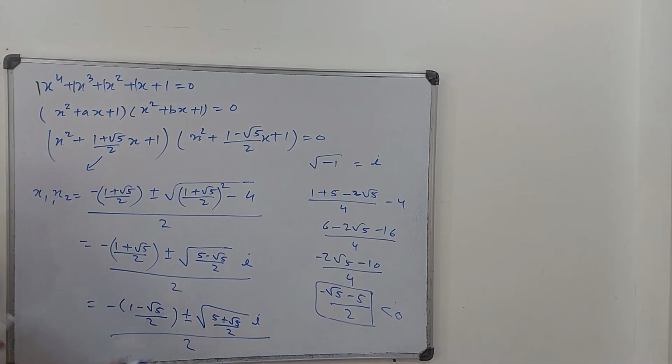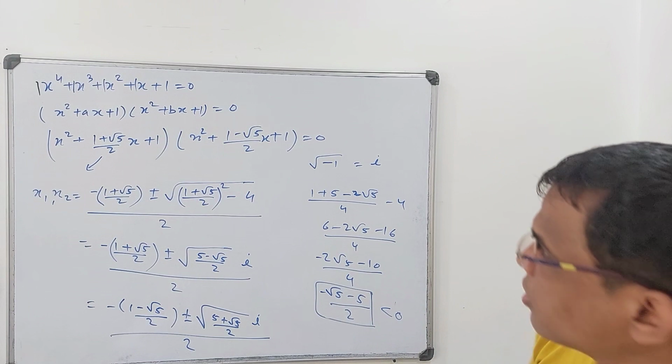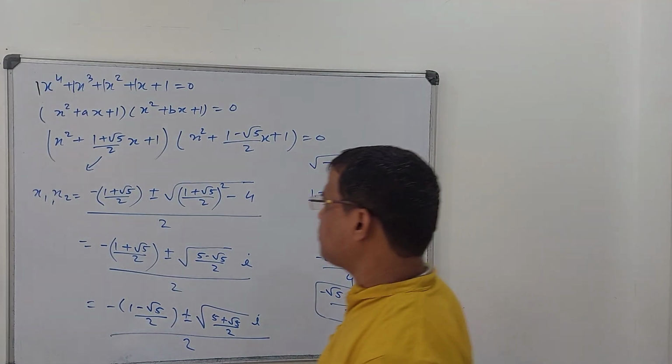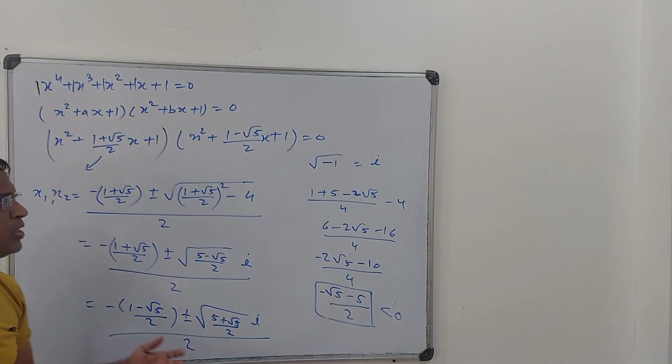So 2 plus 2, 4 complex solutions you got. This is an approach which many know, that we can factorize it and write it down in this format.